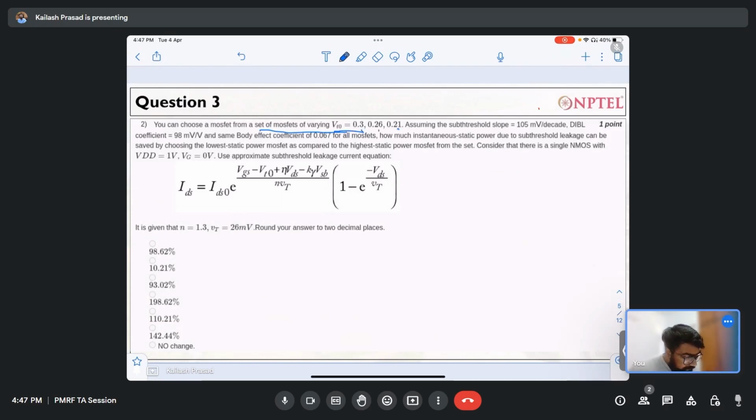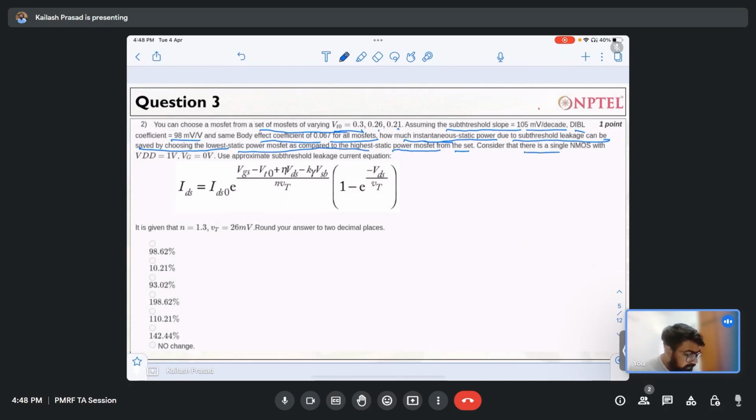Okay. Assuming the subthreshold slope is equal to 105 millivolt per decade and the DIBL coefficient is 98 millivolt per volt, and the same body effect coefficient of 0.067 for all the MOSFETs, how much instantaneous power due to subthreshold leakage can be saved by choosing the lowest static power MOSFET as compared to the highest static power MOSFET from the whole set?